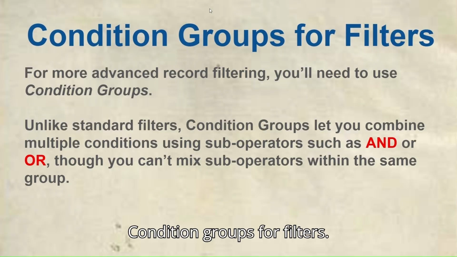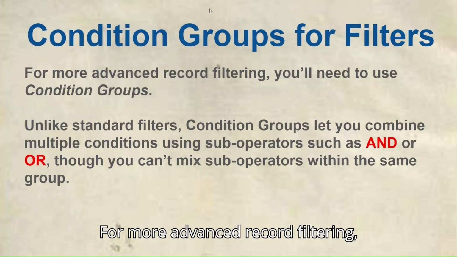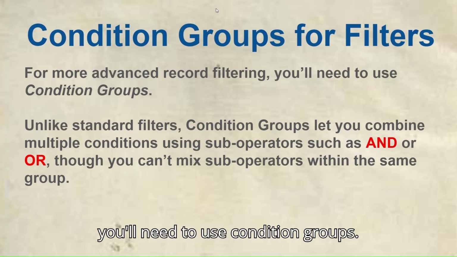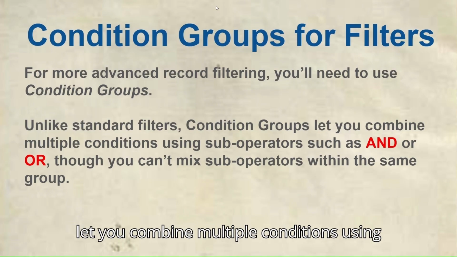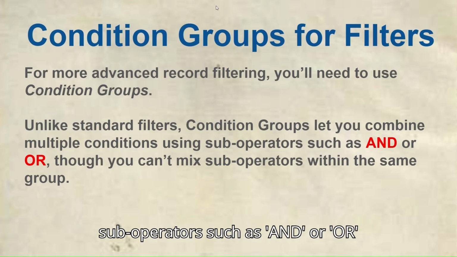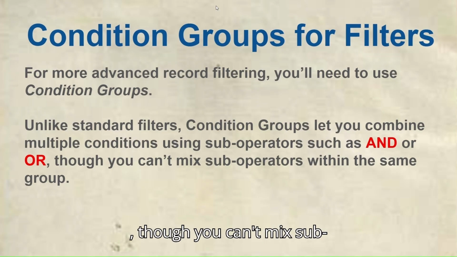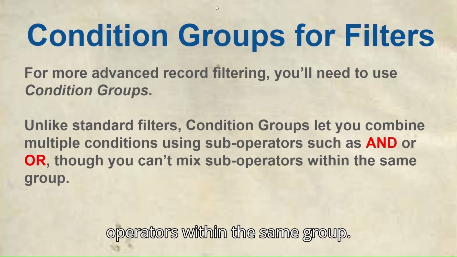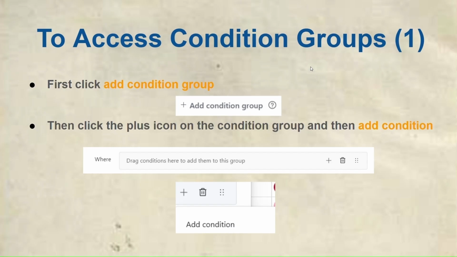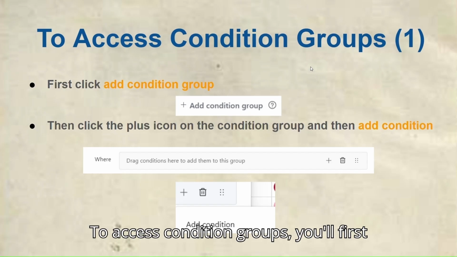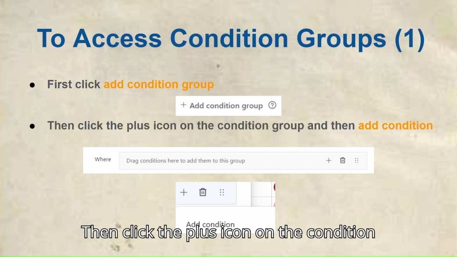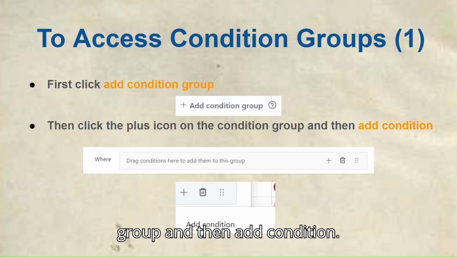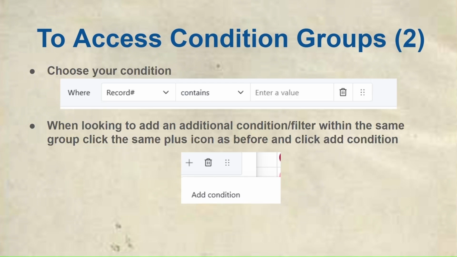Condition groups for filters. For more advanced record filtering, you'll need to use condition groups. Unlike standard filters, condition groups let you combine multiple conditions using sub-operators such as AND or OR, though you can't mix sub-operators within the same group. To access condition groups, you'll first need to click Add Condition Group, then click the plus icon on the condition group and then Add Condition.